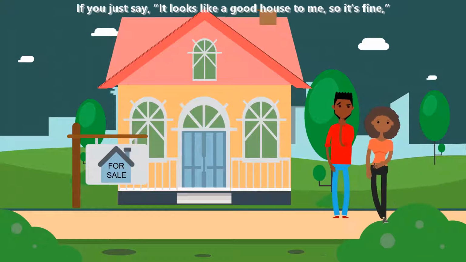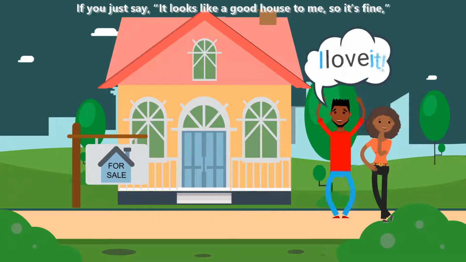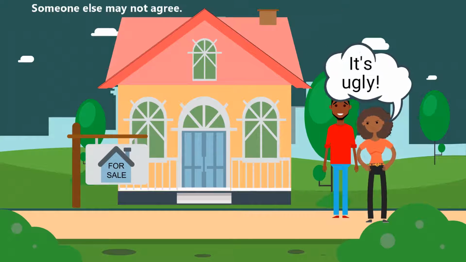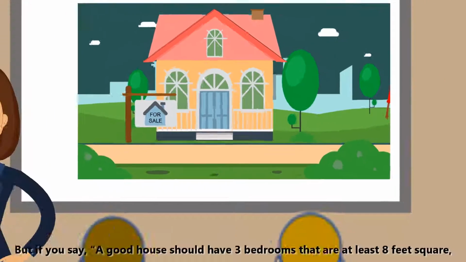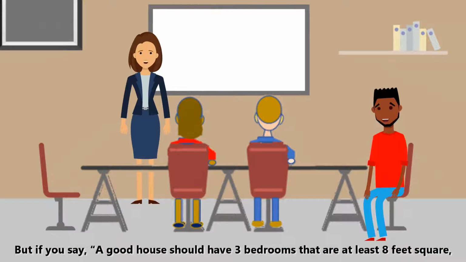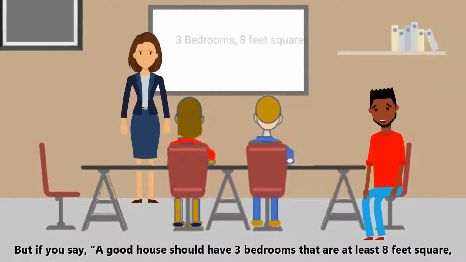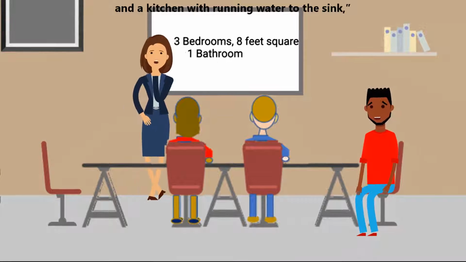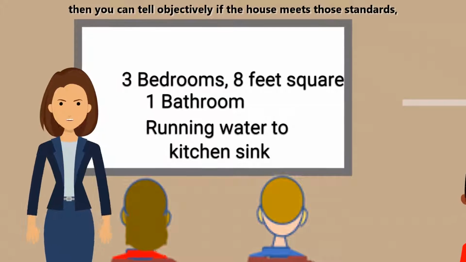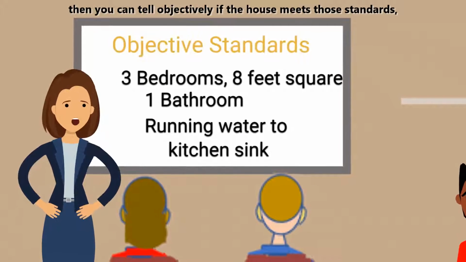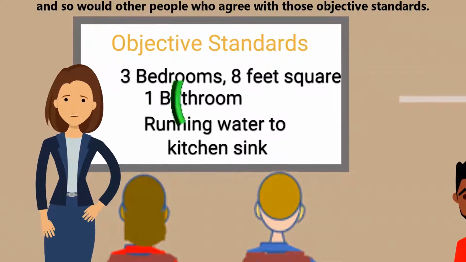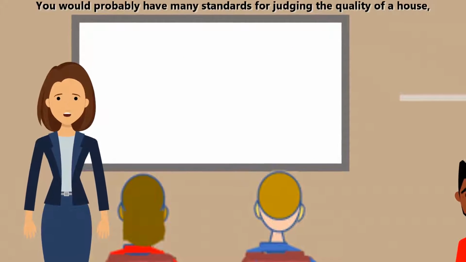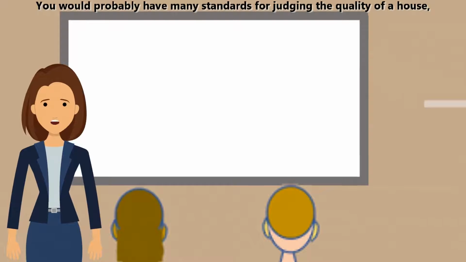If you just say, it looks like a good house to me, so it's fine, you would be using a subjective standard. Someone else may not agree. But if you say, a good house should have 3 bedrooms that are at least 8 feet square, at least 1 bathroom, and a kitchen with running water to the sink, then you can tell objectively if the house meets those standards. And so would other people who agree with those objective standards. You would probably have many standards for judging the quality of a house.